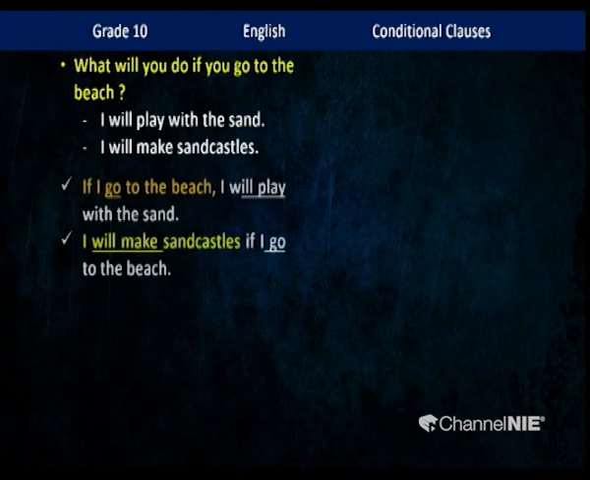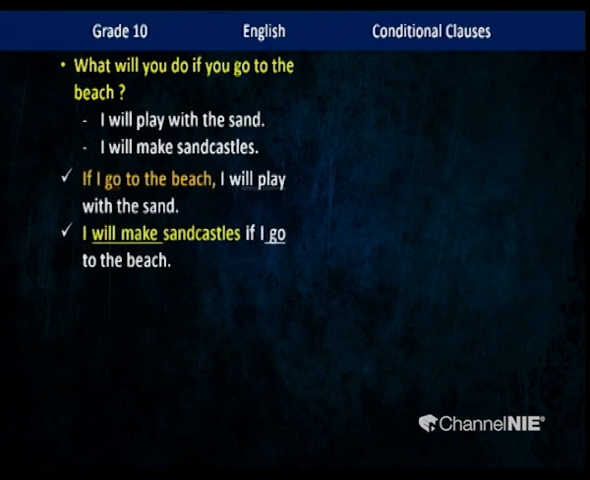Yes, children, I hope you can try now. If I go to the beach, I will play with the sand. If I go to the beach, the "go" is simple present. I will play with the sand. I will make sand castles if I go to the beach.